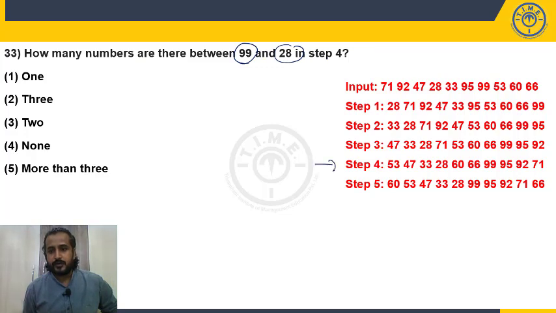Now, how many numbers are there between 99 and 28 in step 4? So move to step 4. 99, 28. How many are there? 1, 2 elements. So the answer is 2. Choice is 3.